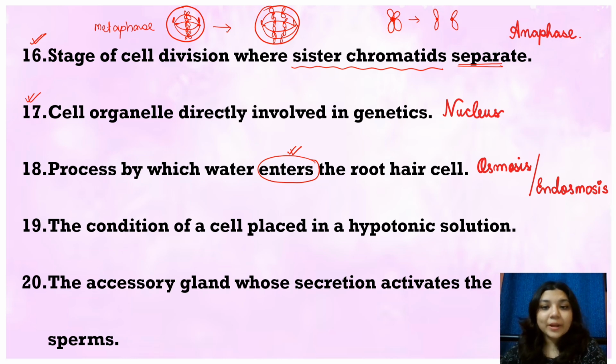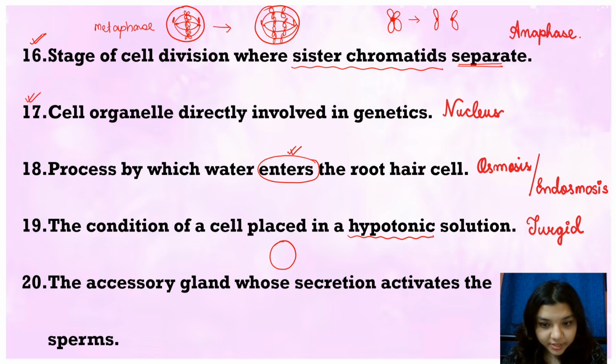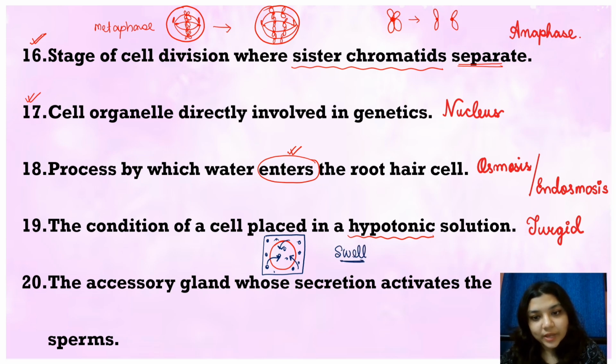Condition of a cell when placed in a hypotonic solution. This is going to be turgid. What happens in a hypotonic solution? Say this is a cell present and outside you have a hypotonic solution. So your hypotonic solution has a greater number of water molecules as compared to the inside of the cell. So the water molecules will get into the cell. As a result, the cell will swell up. Right? The cell will swell up. So this is known as the turgid condition.